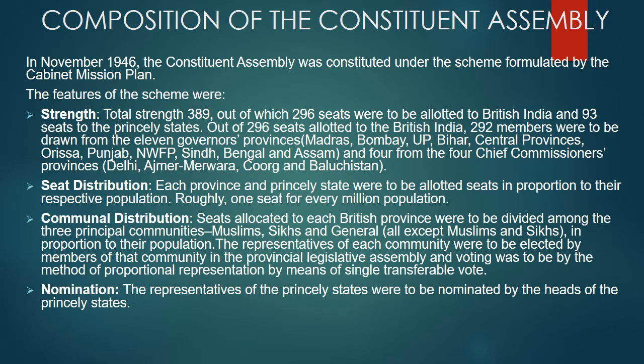Now there were elected members as well as nominated members also. The representatives of the princely states were to be nominated by the heads of the princely states. That is, those 93 seats which were allotted to the princely states would be nomination in nature.